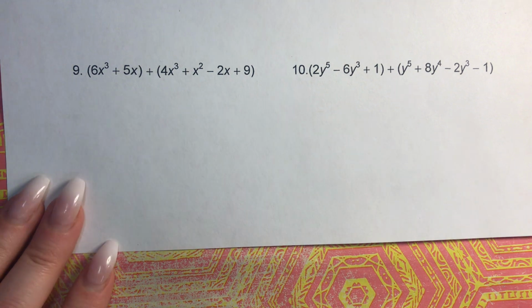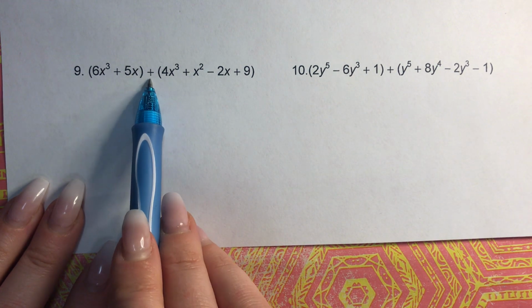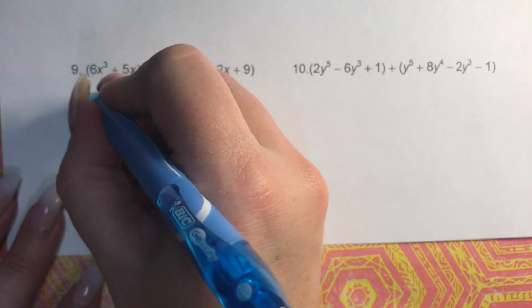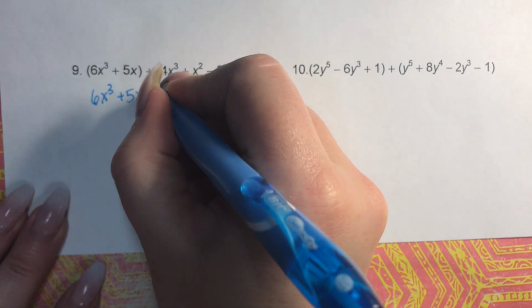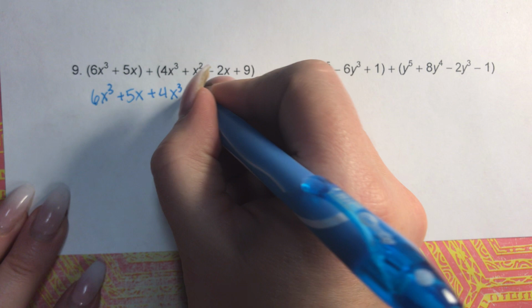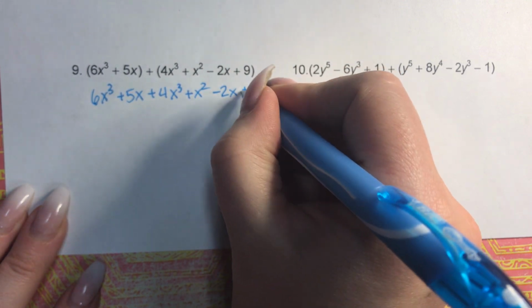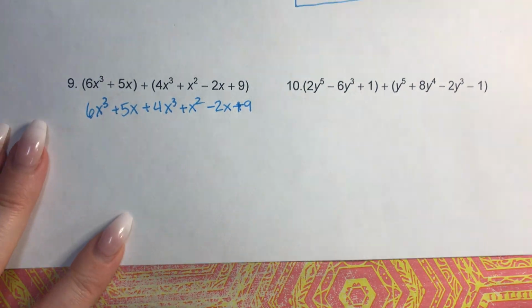Okay, so again, there's no number in front of this parenthesis, and this is just a positive 1. So these parentheses aren't needed, so I'm just going to drop the parentheses and just rewrite the problem. Okay, perfect.